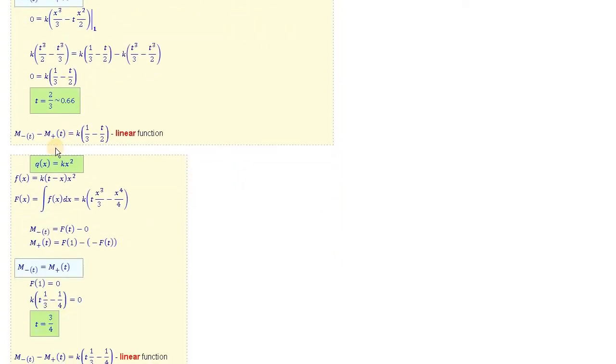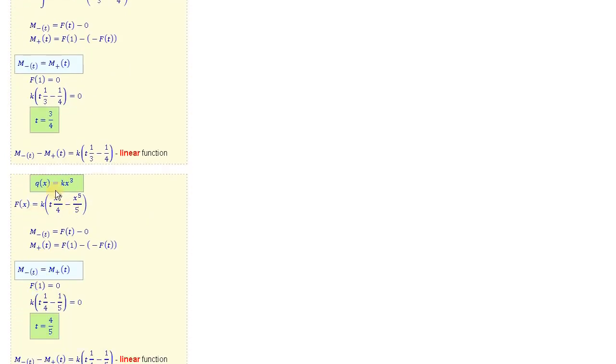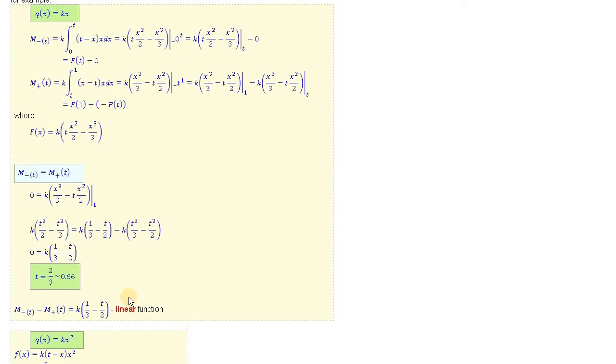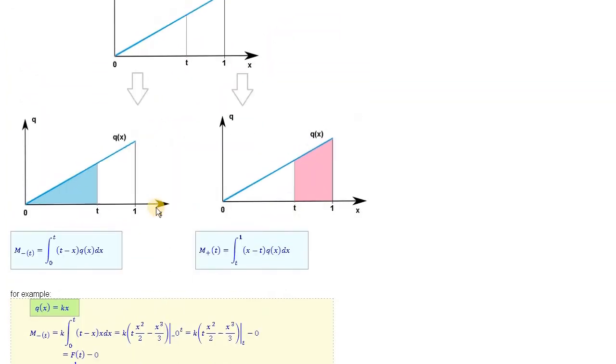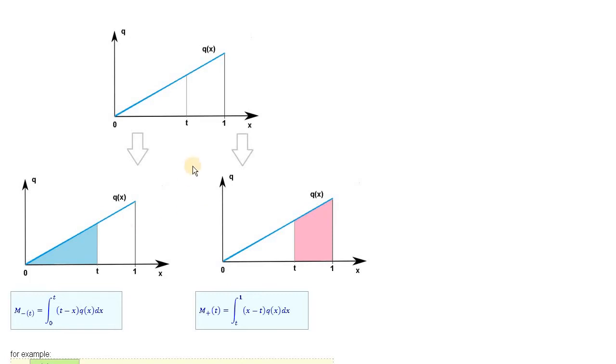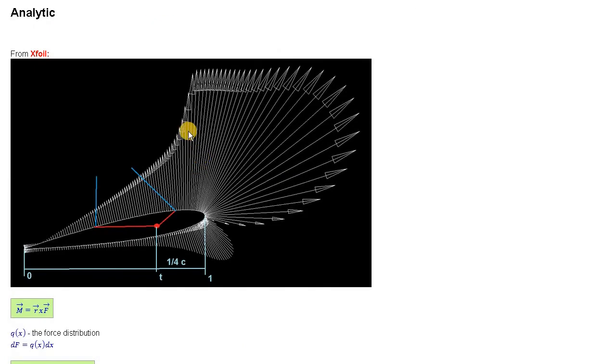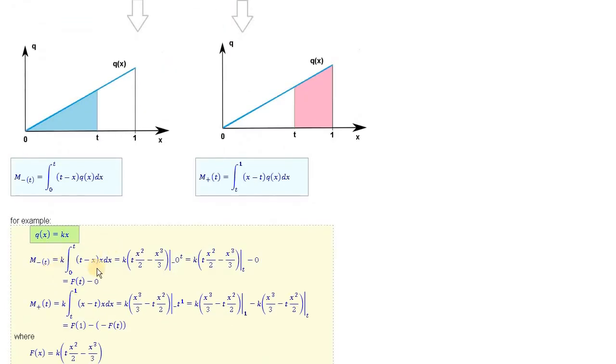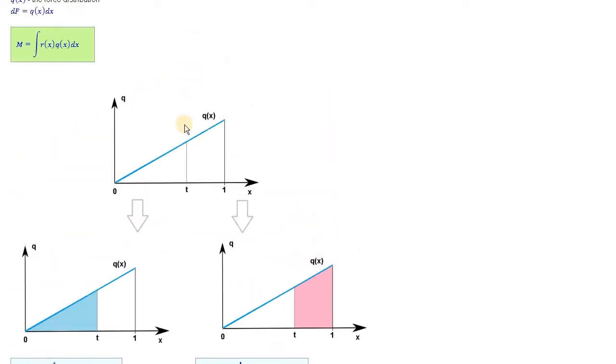We can do the same for the function kx squared, get slightly different results, and the same for kx cube, and get again different results. So this is the analytical solution, a simple solution, but what I'm interested in is the results for the real distribution of the force from the airfoil. That's why I replace this analytic integral with a numerical integral done in Python.